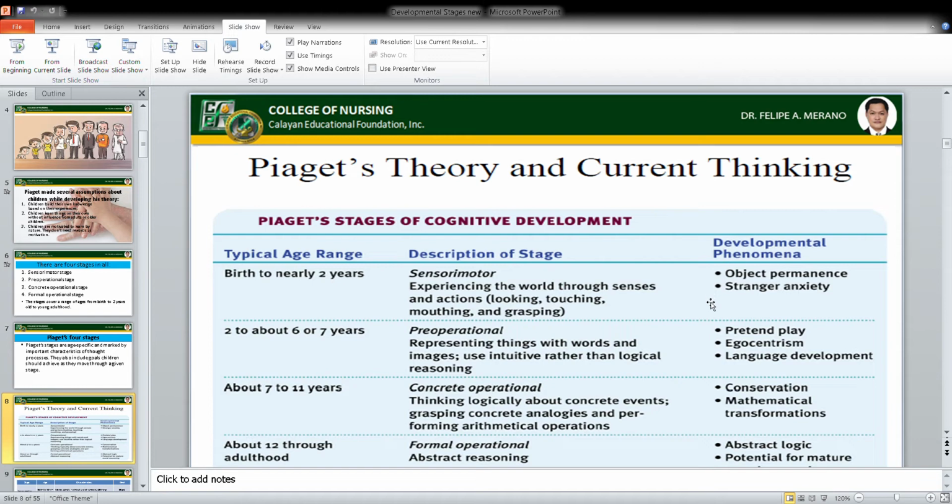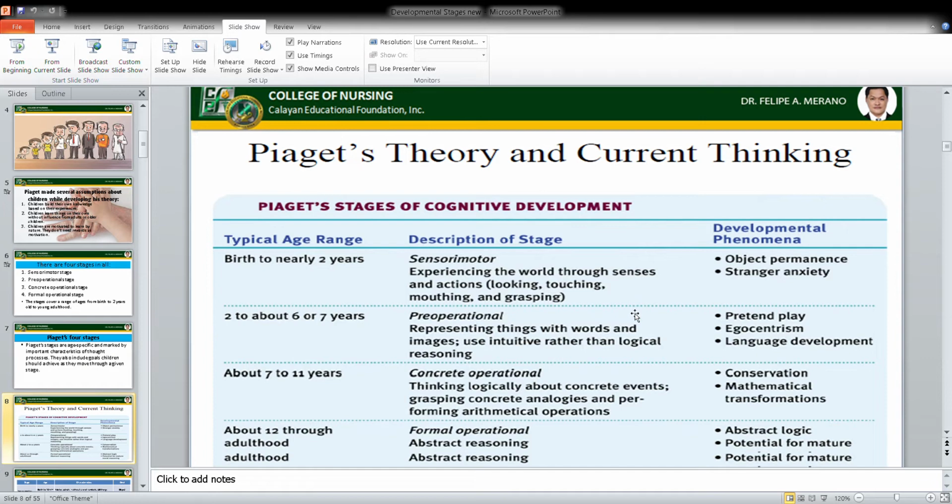Madalang ang bata na sumasama sa ibang tao sa ganitong edad because they cling to their mother as their object of trust. Kaya or to anybody or siblings or family members, doon lang sila nagkikling, doon lang sila nagpapakarga. But seldom to children na sumama sa ibang tao. Okay? But common developmental phenomena is the stranger anxiety. They don't want to go with other people.